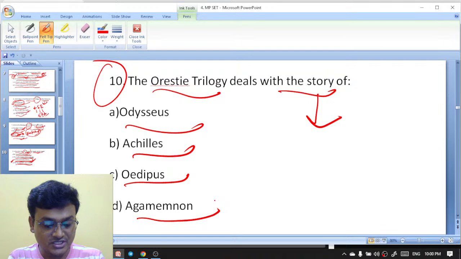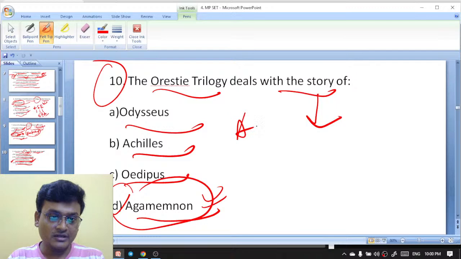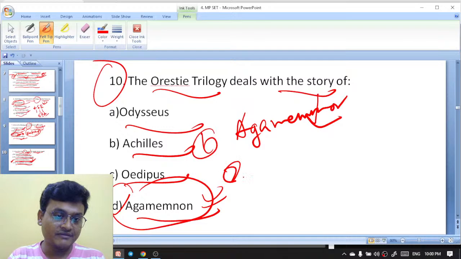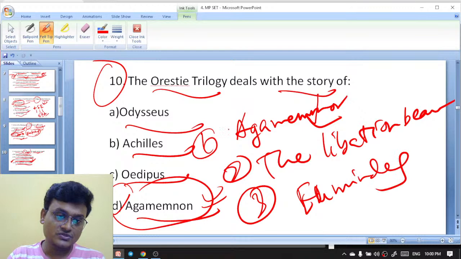The killing of Agamemnon by his wife, Clytemnestra. Agamemnon is the first play, then the Libation Bearers, and the last one is Eumenides. So these are the three parts of the Oresteia trilogy. Now question 11.